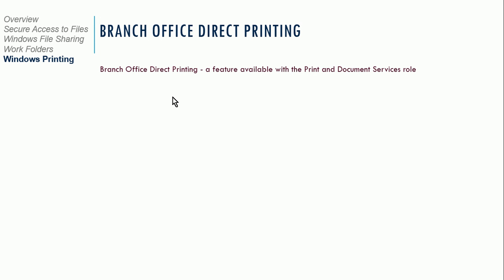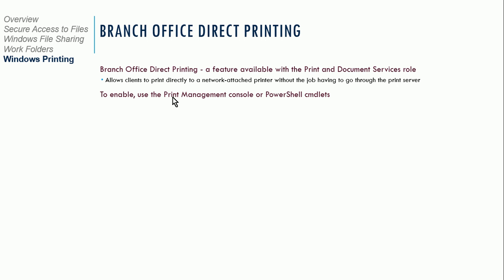And finally, we have branch office printing. Basically, branch office printing is, let's say you've got users at a remote office that need to be able to print. You don't want them to have to send those jobs to a server out at the main office only to have them come back and print at the branch office. You want them to be able to directly connect, and branch office printing allows you to do that.